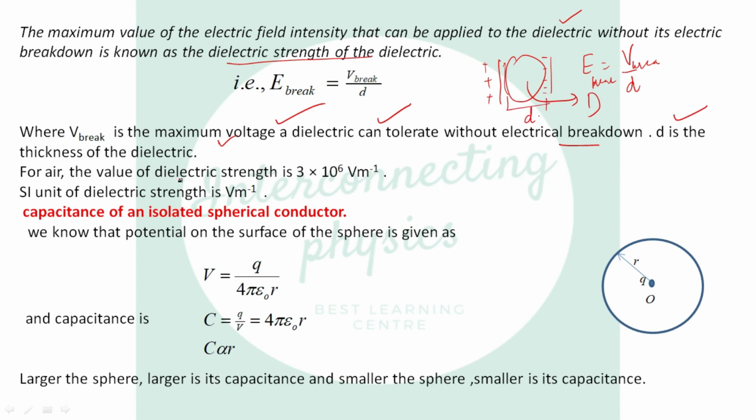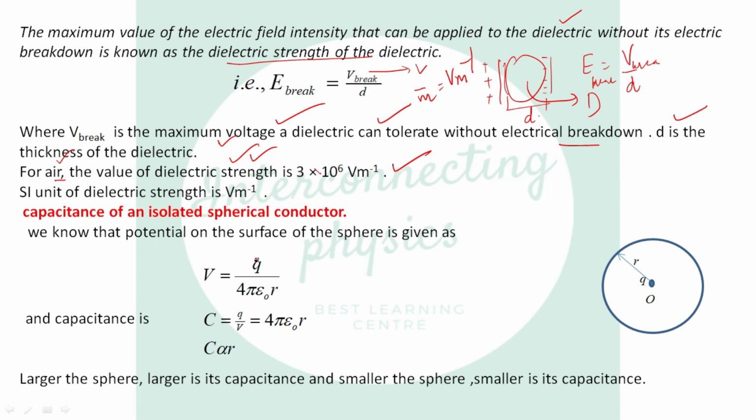Now for air, the value of dielectric strength is 3 times 10 to the power 6 volt per meter. If the medium between the two conductors is air, then the dielectric strength will be 3 times 10 to the power 6 V/m. If the field is increased beyond this in the case of air, then electric breakdown will happen in the dielectric. The SI unit of dielectric strength is volt per meter.